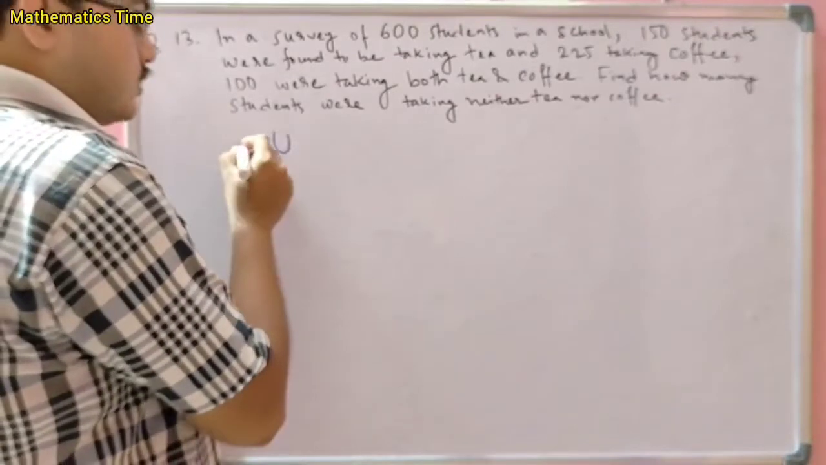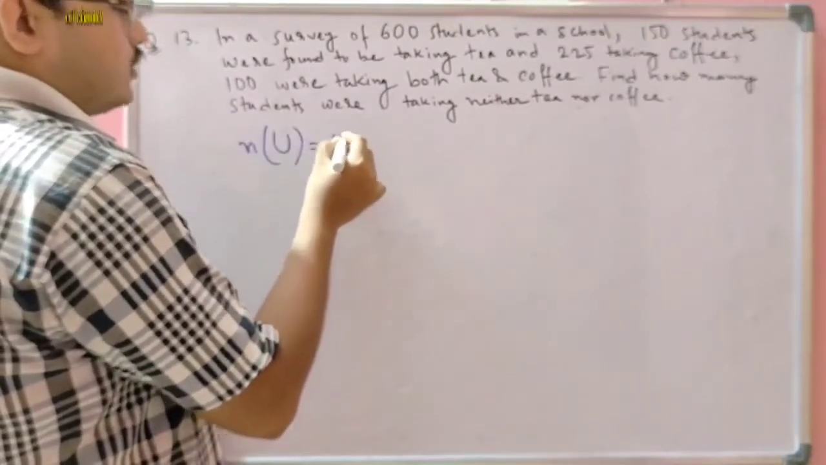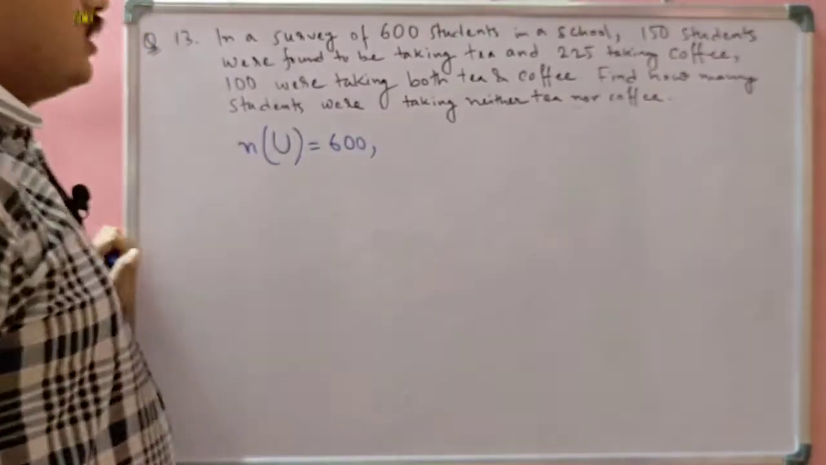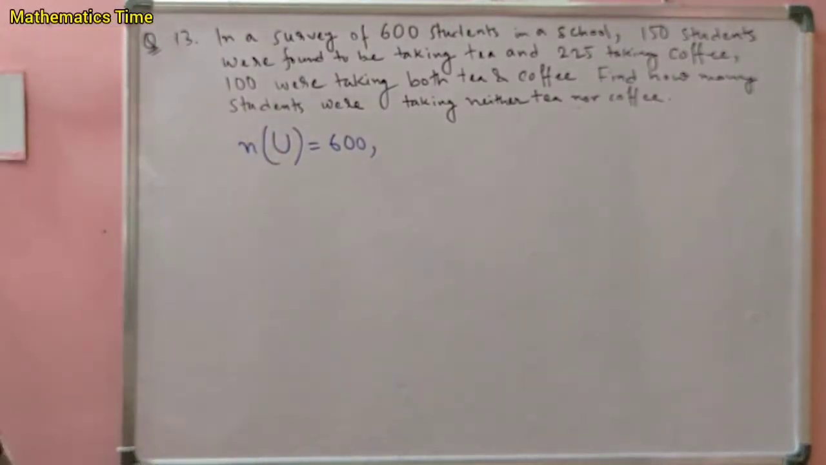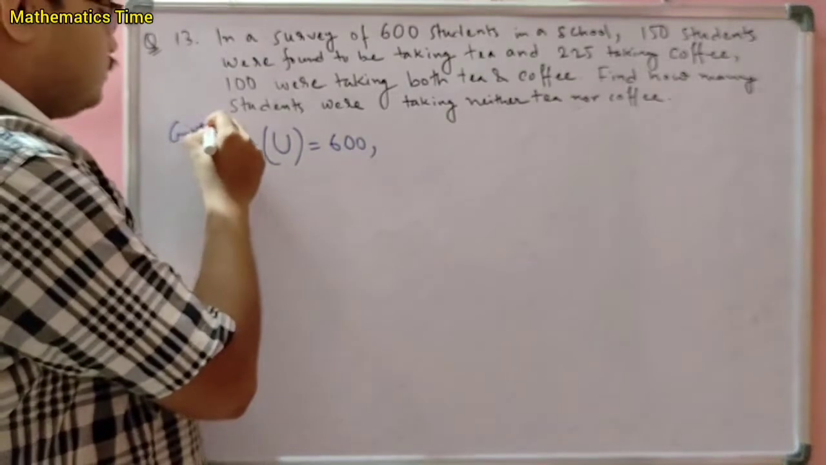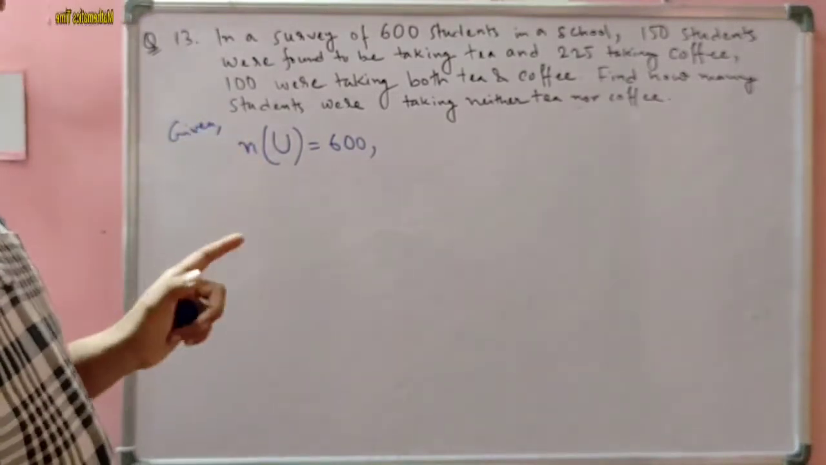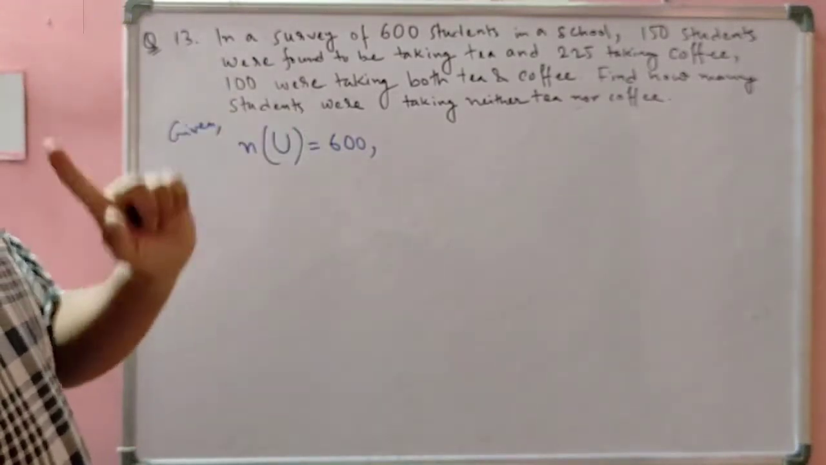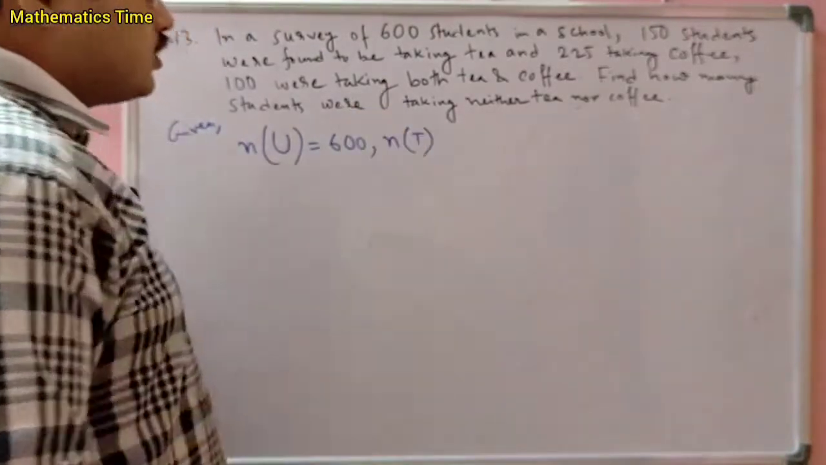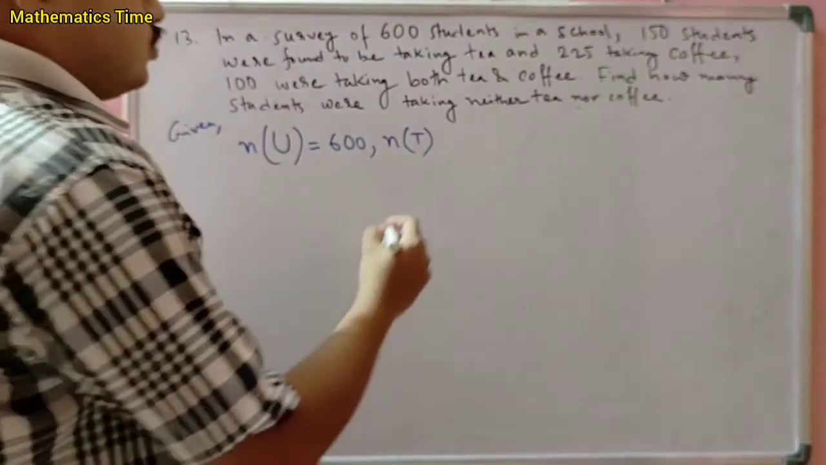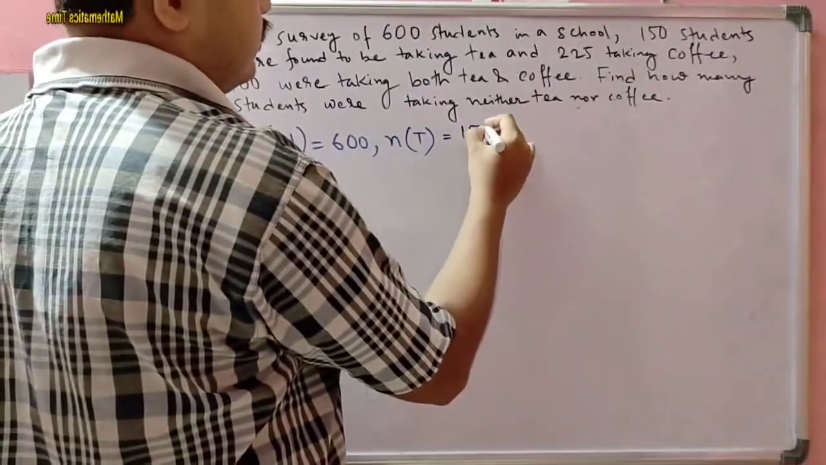Let U be the universal set, and the number of elements in the universal set is the number of students in the school. So n of U is 600, given. Now let T denote the set of students taking tea. You can write that in your notebook. So how many students are taking tea? n of T will be 150.